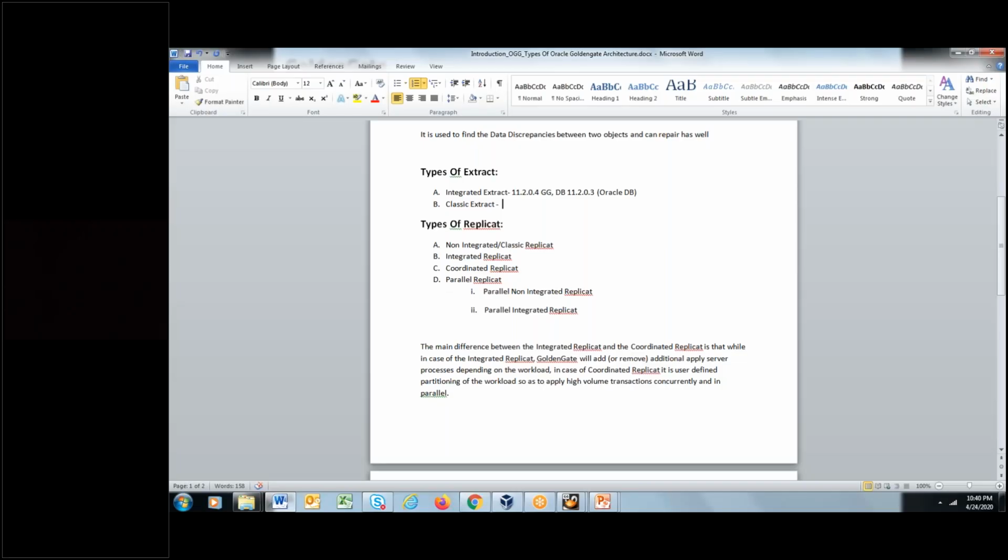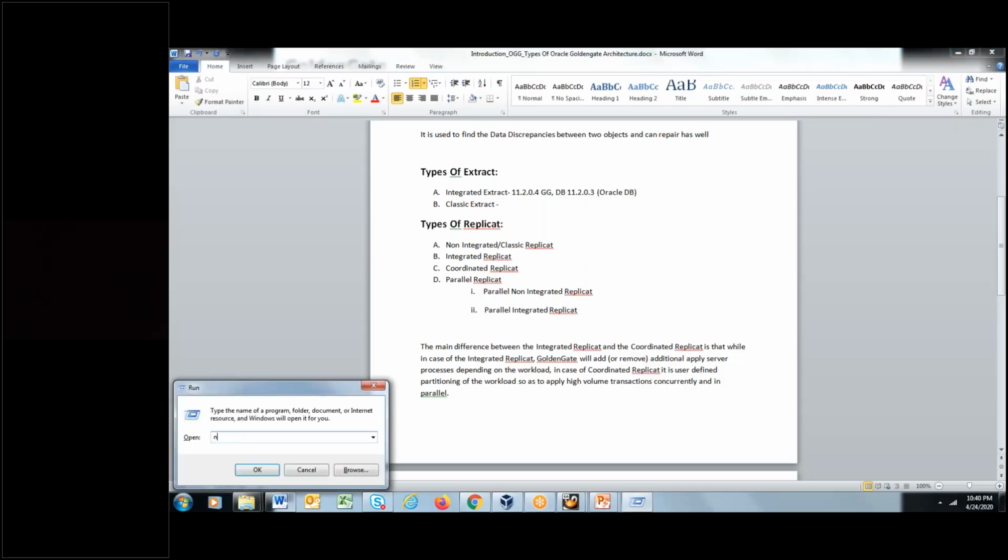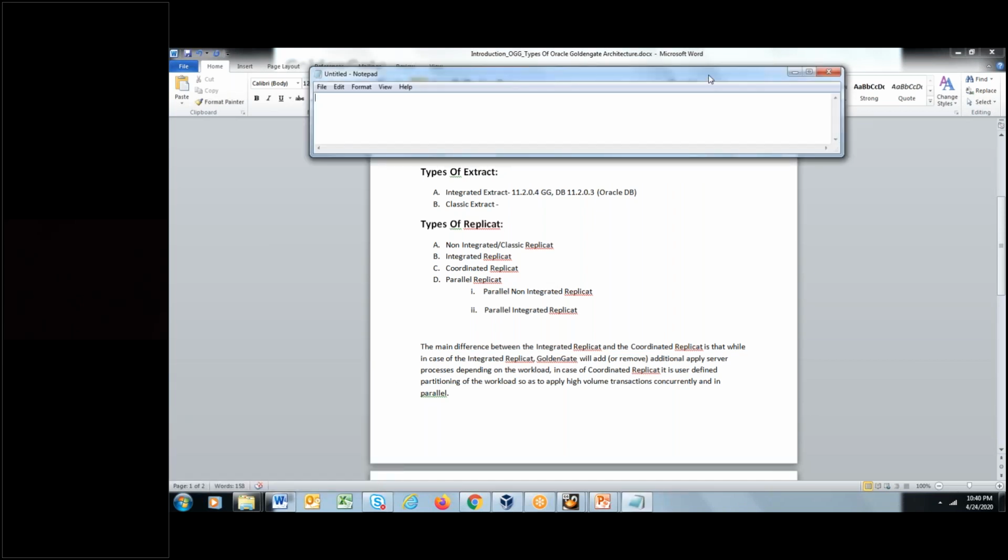So now if I have to give you an example of this, consider a scenario wherein you have, for example, as I mentioned to you, 100 schemas. In 100 schemas, you have 1000 tables.